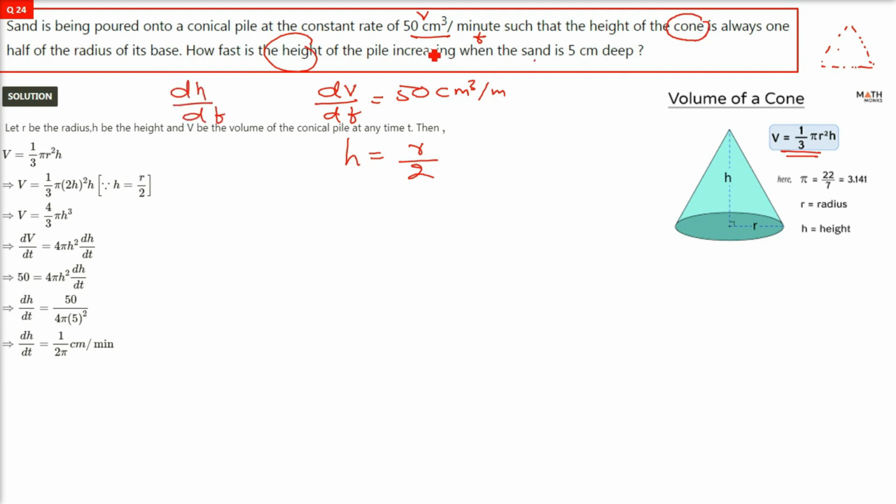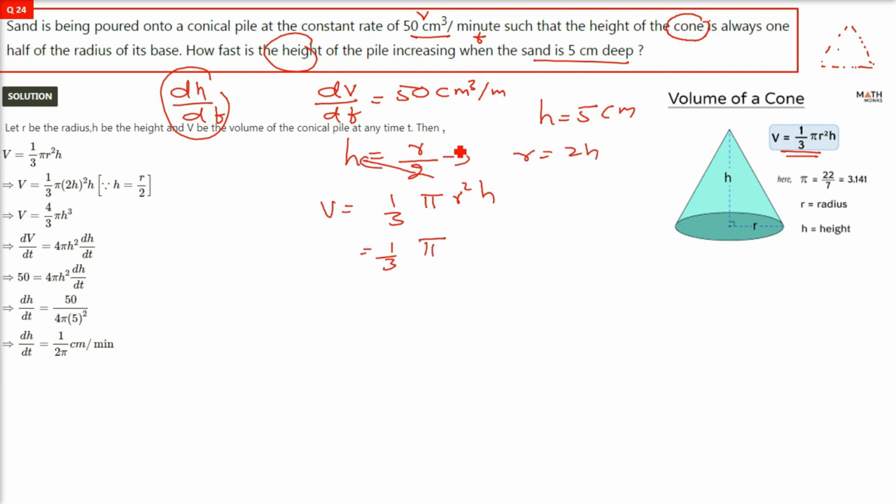So we need dH by dt, so we need to eliminate the R in the volume, and when we eliminate the R, we have to put R as 2H. Volume is 1 by 3 pi R square H. First R is 2H, so in place of R square, just put 2H whole square. H will be already there. So you'll get 2H square is 4H square, so 4 by 3 pi H cube. H square into H is H cube. dV by dt we have to compute.